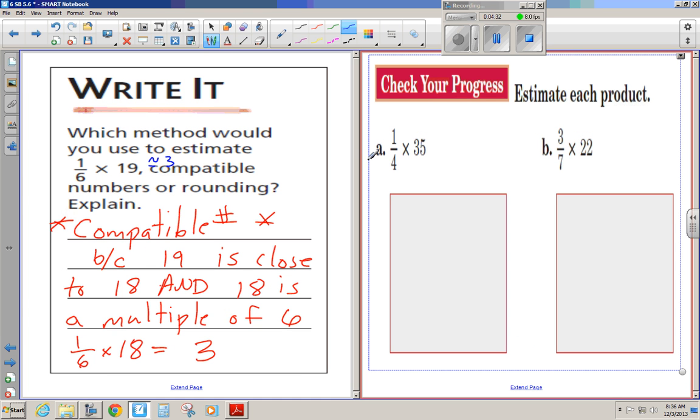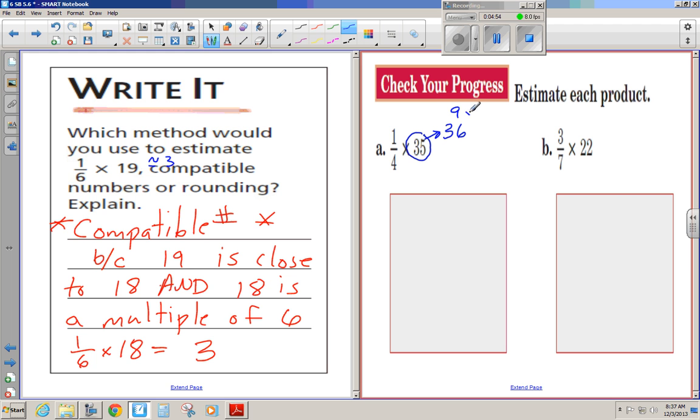All right, so now we're going to use the compatible numbers method. 1/4 times 35. Well, you have to look at 35. That is not a multiple of 4, so instead, make this number a 36. Because you know that 9 times 4 gives you 36. You should know that times table. And so to estimate this, 1/4 times 36 equals 9. That is my estimated answer.